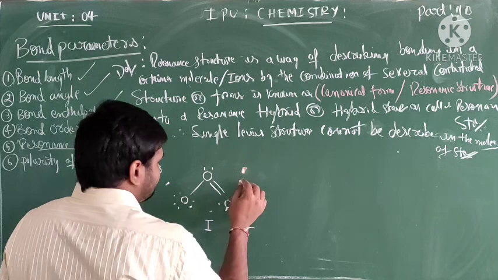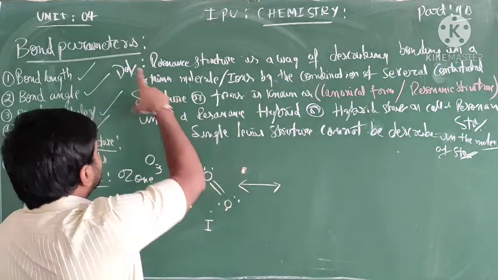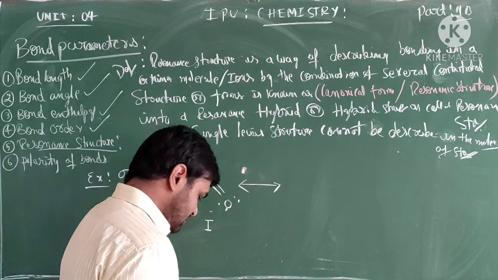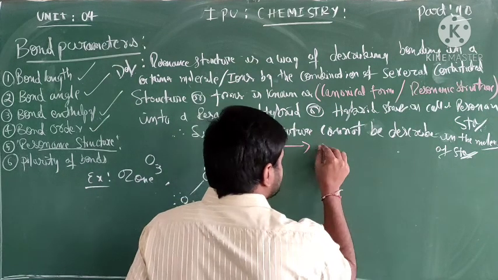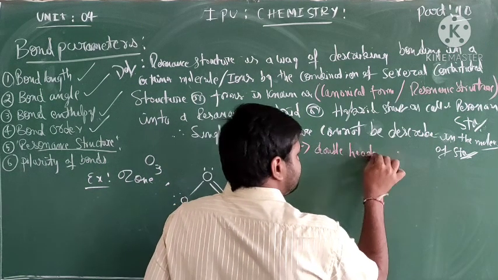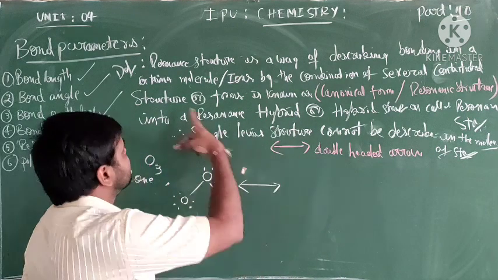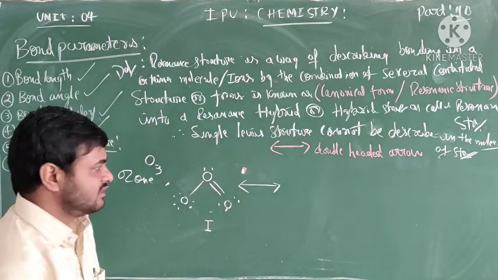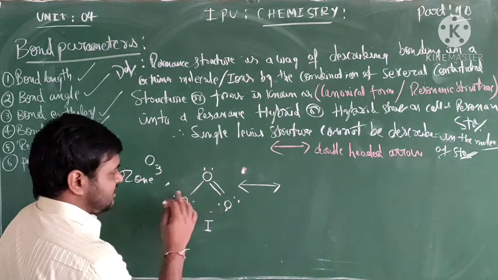Then this is called what? Resonance structure symbol, the representation of resonance structure. This is a double headed arrow. This symbol is called a double headed arrow. This is how the resonant forms of structures are represented symbolically. The two sides have this type of arrow mark.